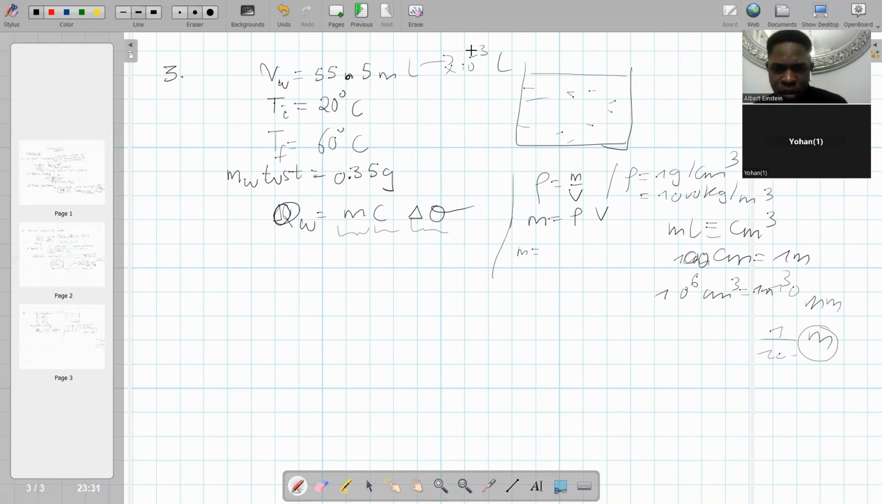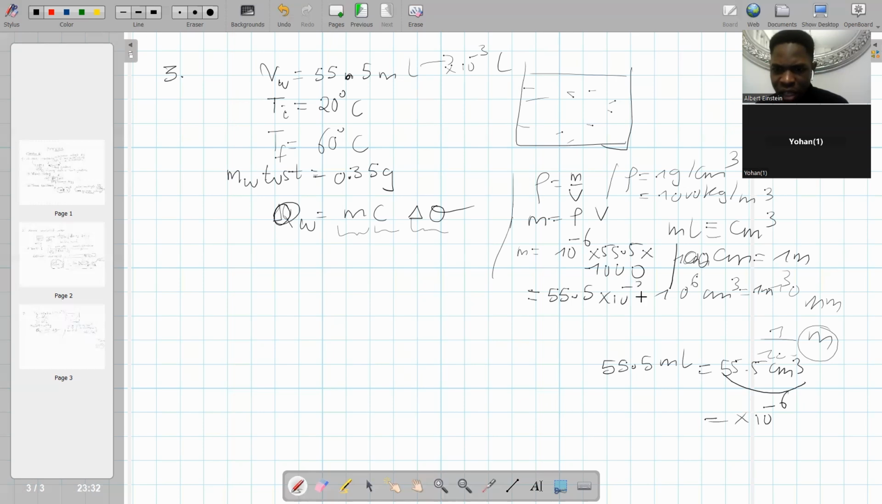In other words, this is what I'm saying. 55.5 milliliters is the same as 55.5 centimeters cubed. Now, if you want to convert this centimeters cubed to meters cubed, we need to multiply by 10 to the negative 6, which means the volume will be 10 to the negative 6 times 55.5, times the density, which is 1,000 kilograms per meter cubed. When you do this, you have 55.5 times 10 raised to the negative 3 kilograms.